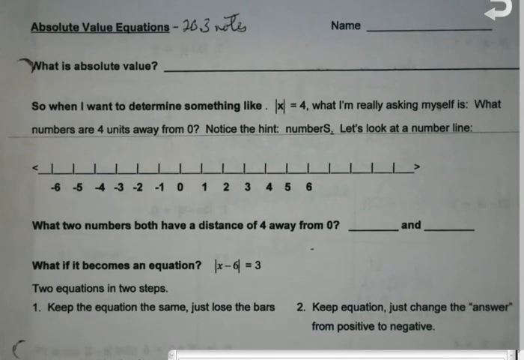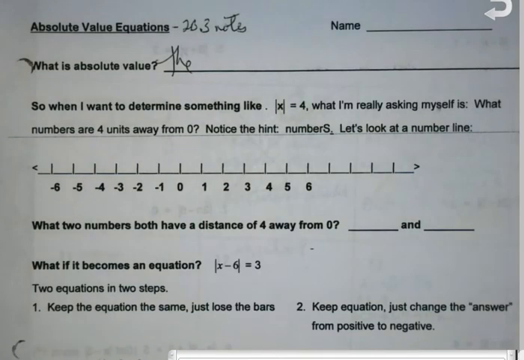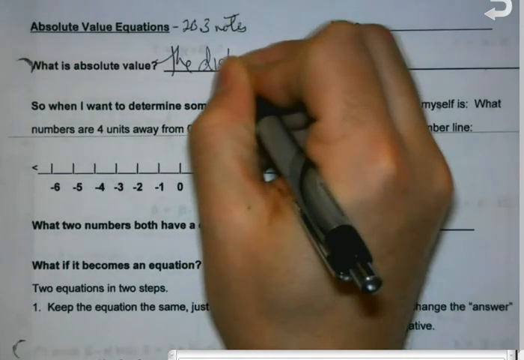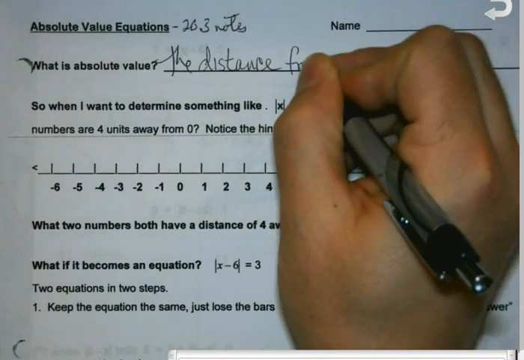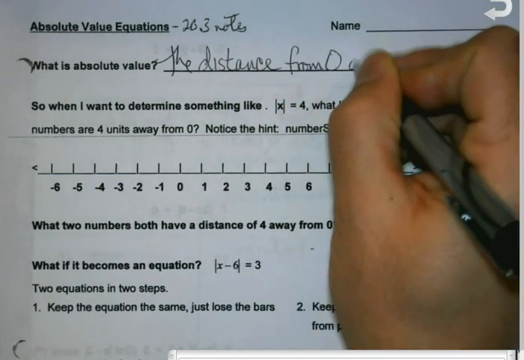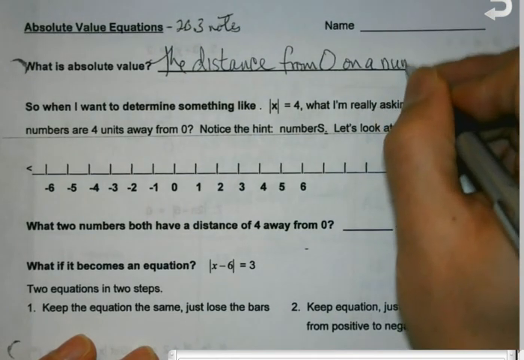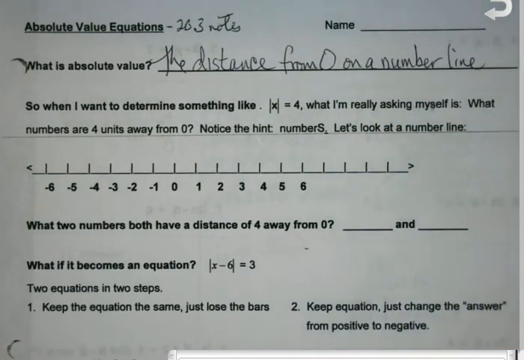All right, absolute value. Here's what it is. Absolute value is actually a distance. It's the distance from 0 on a number line. Because when we talk about distance, distance is always positive.